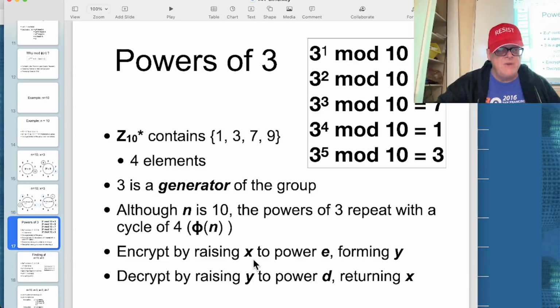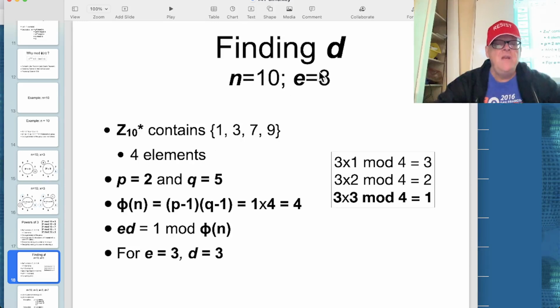So now we encrypt by raising x to the e, and decrypt by raising y to the d. So we need to find d. So here's the public key. N is 10 and e is 3. Now the decryption key has to satisfy this: ed is 1 mod phi, and phi is 4. So I need to find the inverse of 3 mod 4.